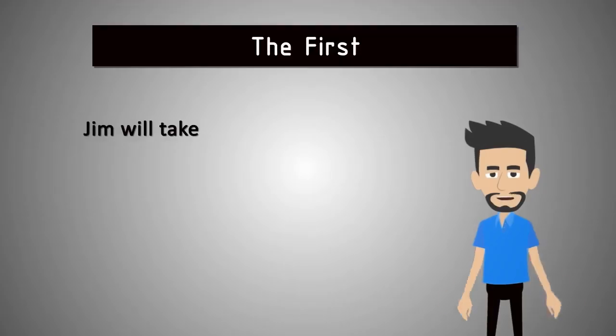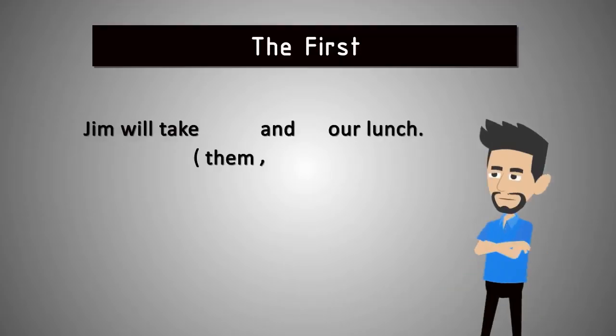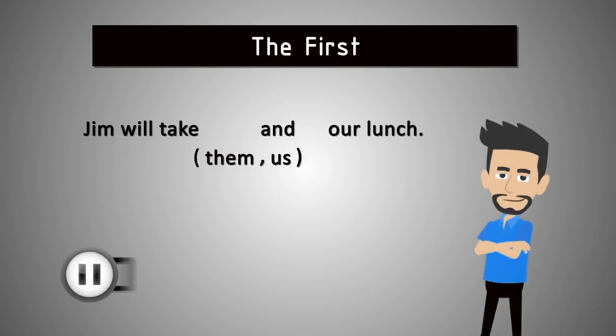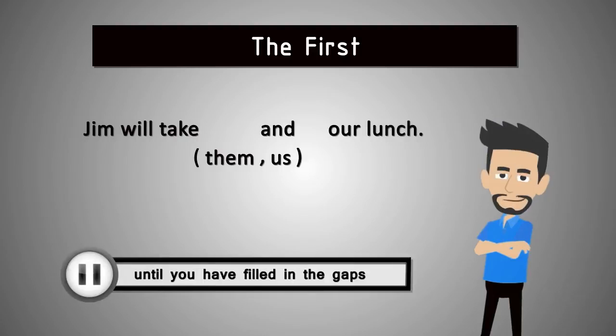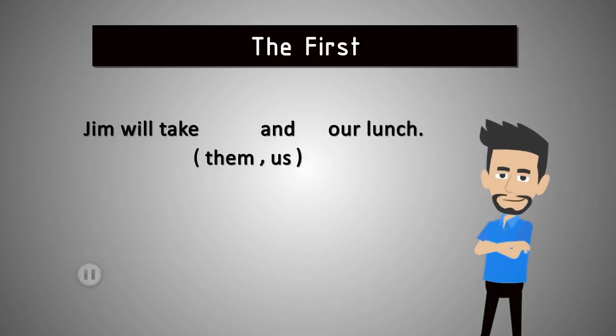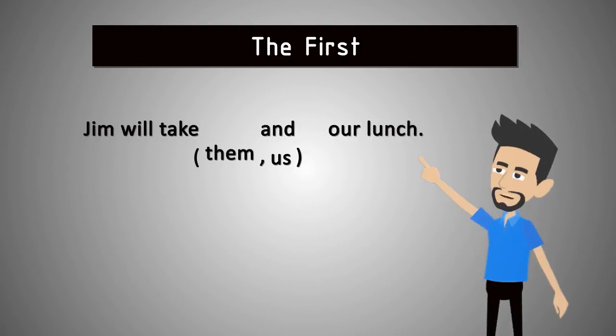Let's have a look at the first five. So you need to fill in the gaps. You should have had them and us, because them is third person and us is first person.